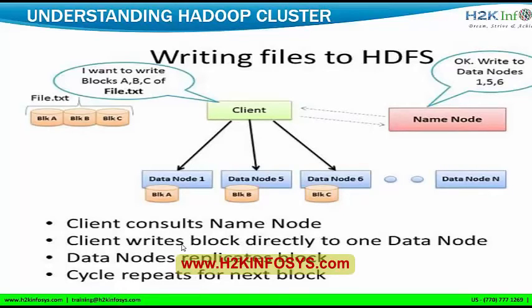Client will just talk with the name node and get the instructions on where to write his blocks, to which nodes. But the client is the original guy who writes the data to data nodes. And data nodes replicate these blocks. And again, once block A is finished, the cycle gets repeated the same for block B and block C.